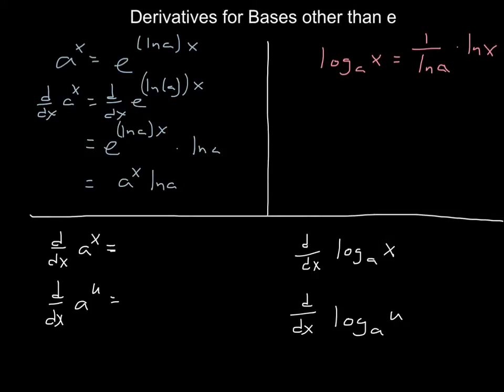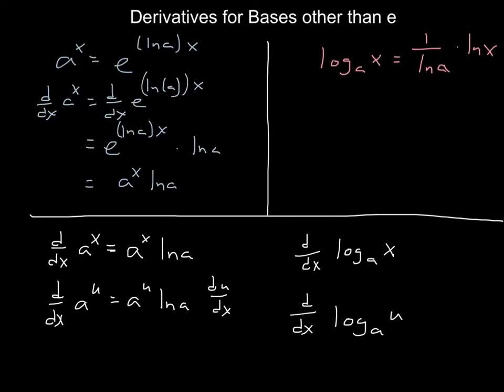So with this, I can now say that the derivative of a to the x is just going to be a to the x times the natural log of a. That's one of our new derivative formulas. And then the derivative with respect to x of a to the u is going to be a to the u times the natural log of a times du dx.